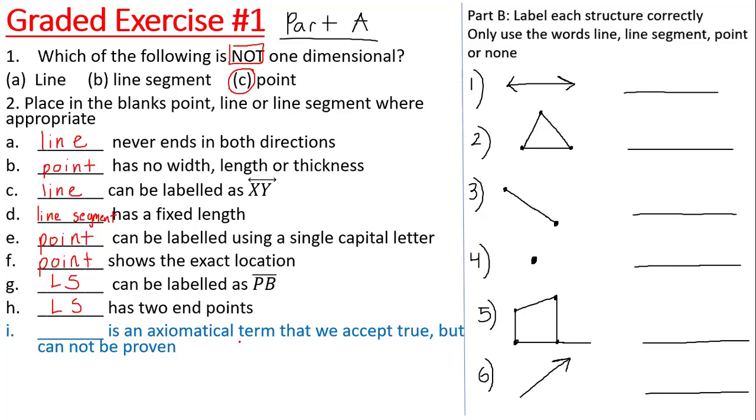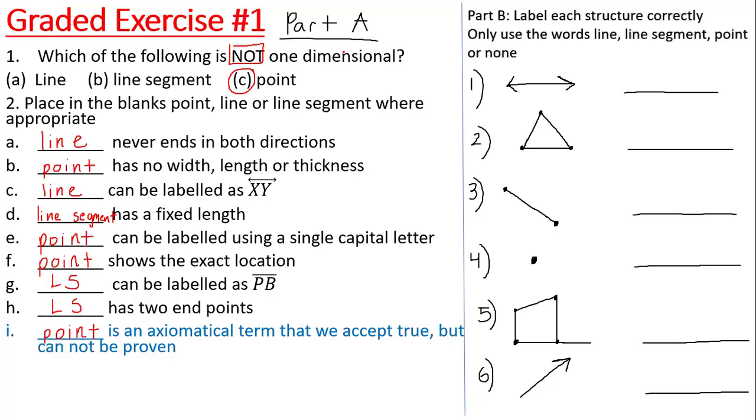Nickel Gardner. Is an axiomatic term that we accept as true but cannot be proven. Point. Anyone else have point for this one? Yes, sir. How many persons got I right? I did. Very good. It's a term we accept as true, but we can't prove it, right?